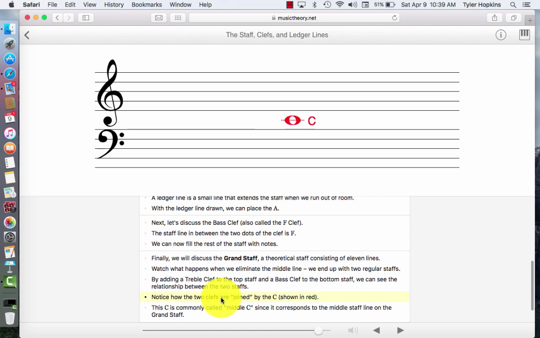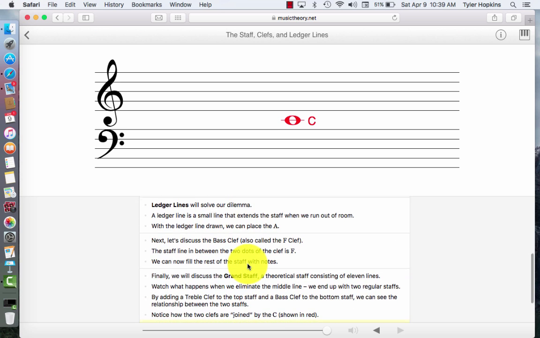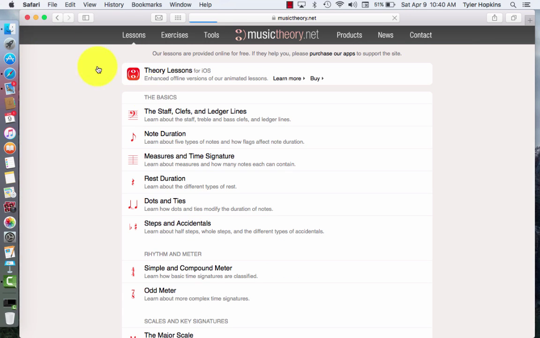Notice how the 2 clefs are joined by the C note, shown in red. That is where our middle line was, but now we have eliminated that and shown 2 different clefs. This C is commonly called middle C, and it corresponds to the middle staff line on the grand staff. That is all we have for the staff, clefs, and ledger lines. We will now go on to note duration.